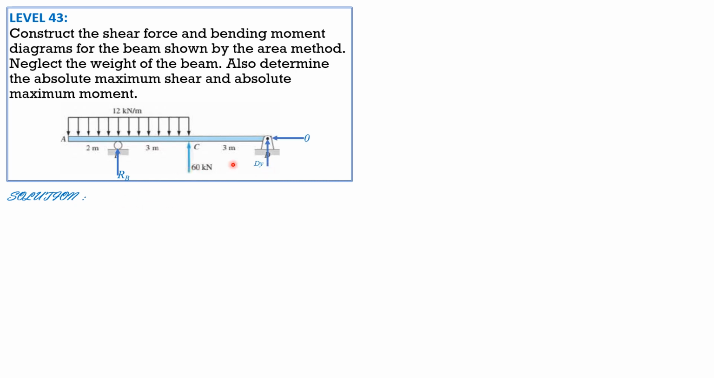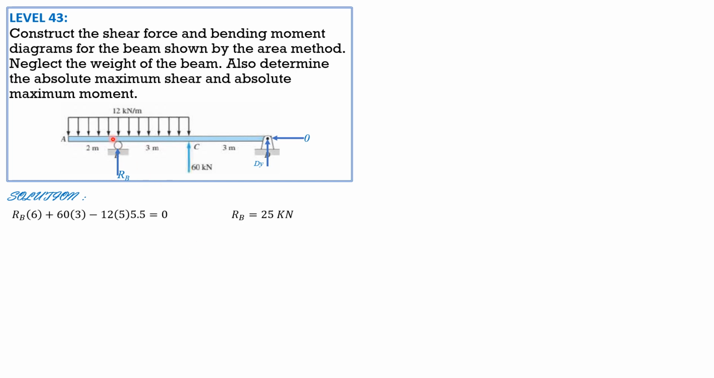So summation moment about D equals 0, clockwise positive, R sub B times 6 plus 60 times 3 minus 12 times 5 times 5.5 equals 0. 5.5 is 2.5 plus 3. Half of 5 is 2.5 plus 3. So R sub B is equal to 25 kilonewtons.